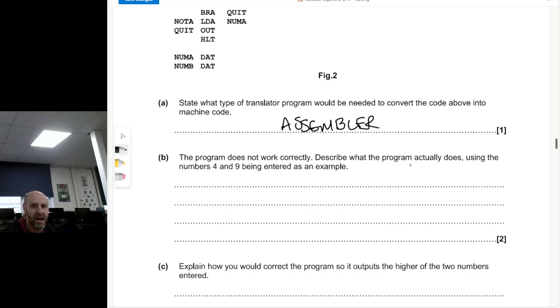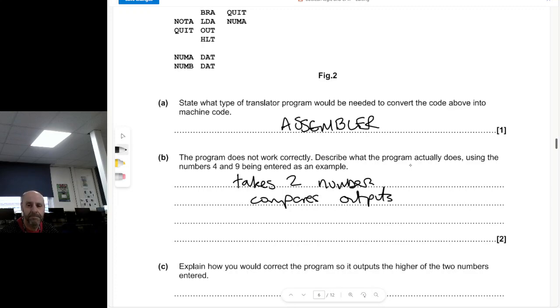So, it said, what does the program do? It didn't say, tell me what all the instructions in a Little Man Computer do. It says, what does this program do? So, it takes two numbers, compares them, and outputs the smallest. Compares, outputs the smallest. That's what it does. They gave us the data. So, in this case, 4 is outputted.